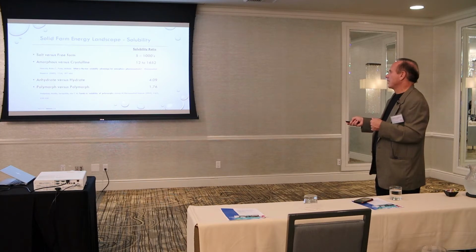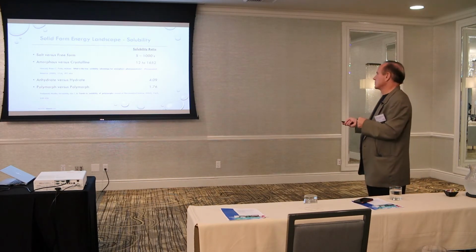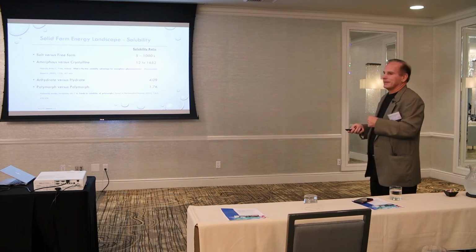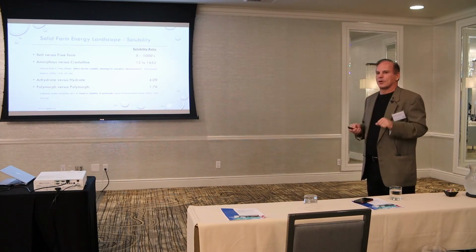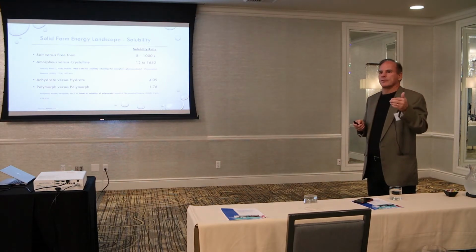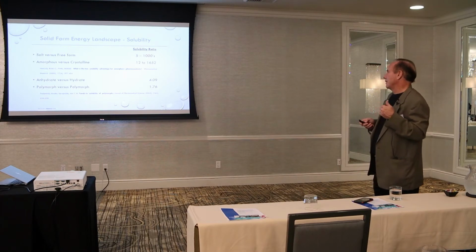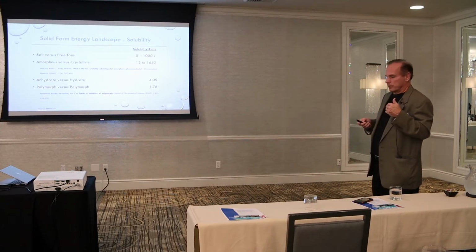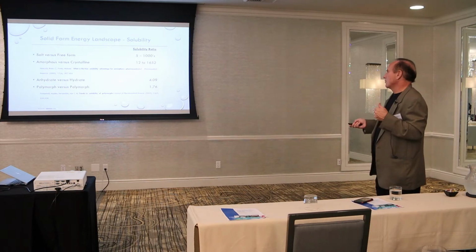And one polymorph versus another, this nice paper by Abu Sarajudin from Bristol Myers Squibb in 2005, he took 81 different compounds and compared their solubility ratios to one another, and determined that it was a 1.76 average fold difference. The metastable form would be 1.76 times more soluble than the stable crystalline form. And so those are significant.